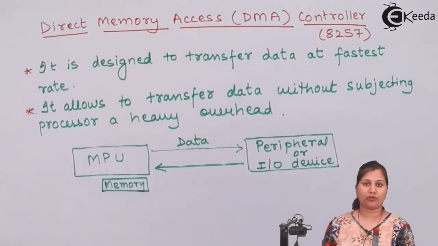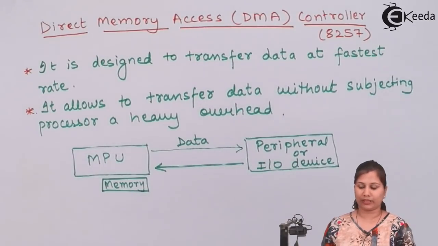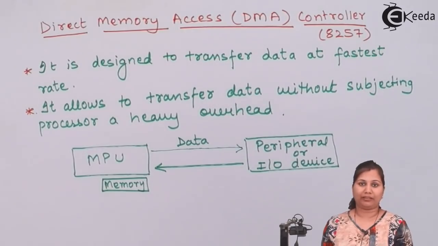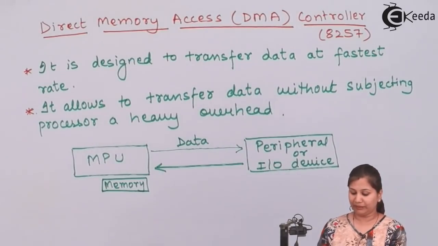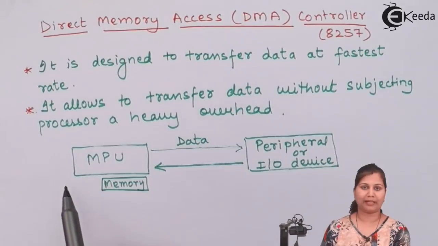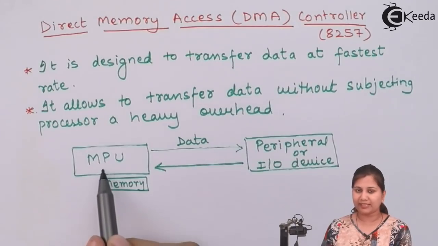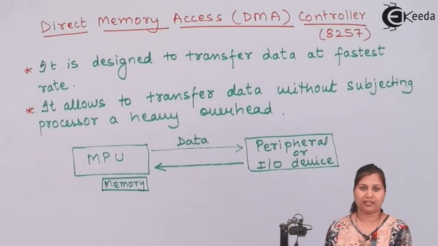Suppose the microprocessor wants to transfer a large amount of data in bulk, and every data it has to transfer to the input output device. And if the input output device wants to send a large amount of data to the microprocessor, then also it has to send it bit by bit. So a large amount of time will be taken, and for that time the memory of the microprocessor will be involved in this transfer of data. So the microprocessor will get busy in this task, and it cannot perform any other task in between.